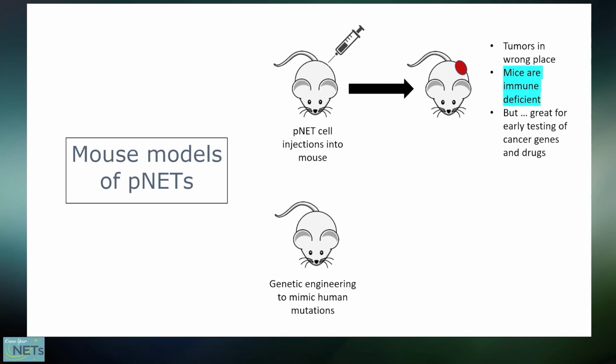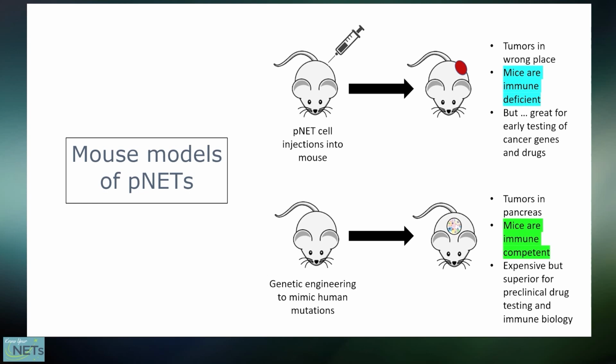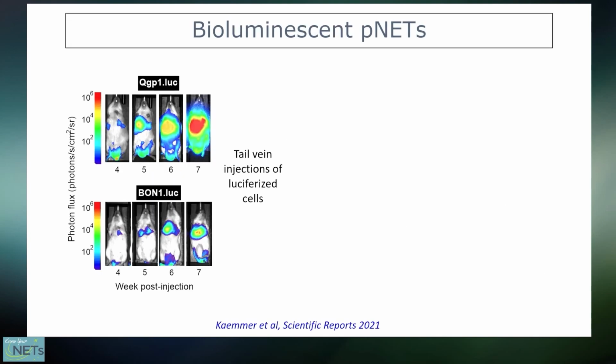Now, genetically engineered mice are really helpful because they mimic tumor mutations that are seen in the patient tumors. And over time, you'll develop tumors that arise in the appropriate tissue site, like the pancreas. Also, the mice are immune competent, like patients. And while this model may be expensive, it is definitely superior for preclinical drug testing and analyses of immune tumor biology. So the bioluminescent PNET model that I'm showing you here is really useful for testing if genes or drugs control pancreatic neuroendocrine tumor metastasis.